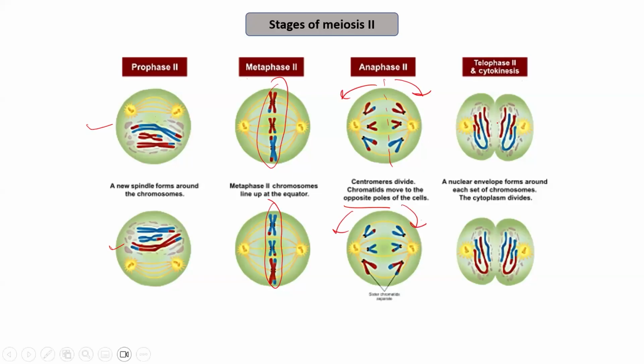So in telophase 2 and cytokinesis, finally a nuclear envelope forms around each set of chromosomes, and the cytoplasm divides, resulting in the 4 haploid cells.